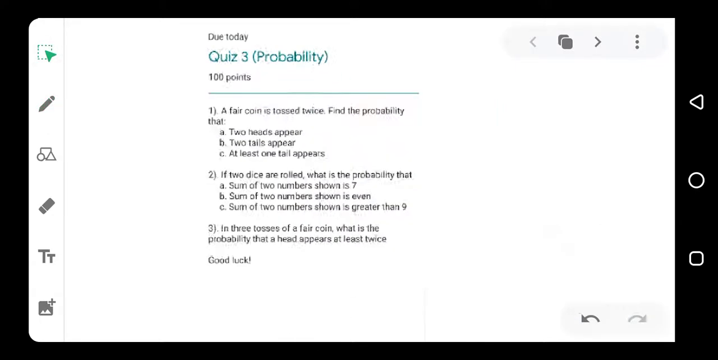The last question: in three tosses of a fake coin, what is the probability that a head appears at least twice? Now, this one, we are going to use another style. We are going to use the probability tree, because in a probability table, we will only have 2 columns, the vertical column and the horizontal column. So if it becomes more than 2, we cannot use the probability table to create the sample space. We now use the probability tree.